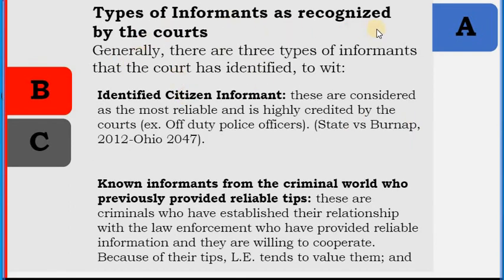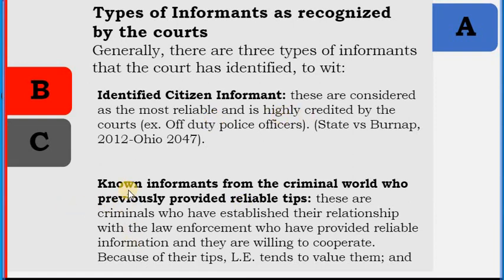So ito, types of informants as recognized by the courts. So generally, there are three types of informants the court has identified. So number one, we have identified citizen informant. These are considered as the most reliable and is highly credited by the courts. Again, identified citizen informant. So sila yung pinaka-considered as the most reliable and highly credited.